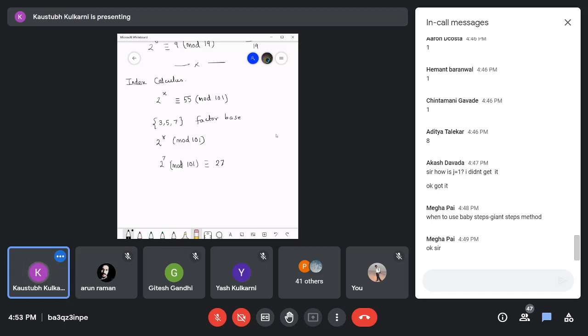Now you will try to express this in terms of the factor base. So it is congruent to 3 raised to 3, 5 raised to 0, 7 raised to 0, mod 101. Then take any other random value. Let's say 2 raised to 9, mod 101, which is 512. 101 fives are 505, so the remainder is 7. So it is congruent to 7, which is 3 raised to 0, 5 raised to 0, 7 raised to 1, mod 101.